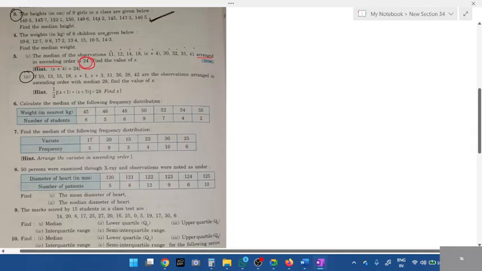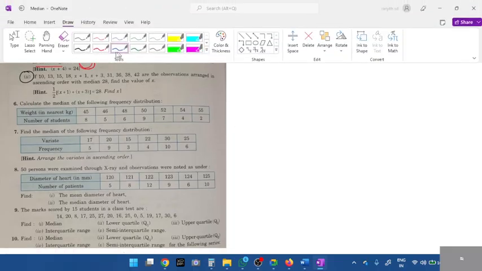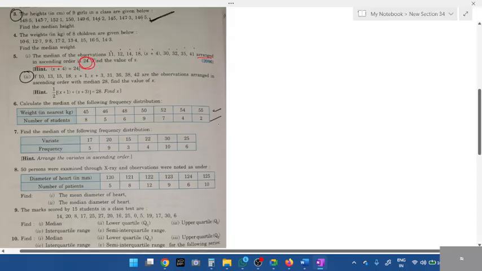Before that, up to the fifth question, we had only one term. For the sixth question, how many values are there? We have two values, right? Two values. How to write? Weight. Weight is nothing but xi. You shouldn't copy the exact thing, students. You have to arrange it in ascending order. Is it already arranged in ascending order? Respond. 45, 46. Is it arranged or we need to arrange it? Already arranged.